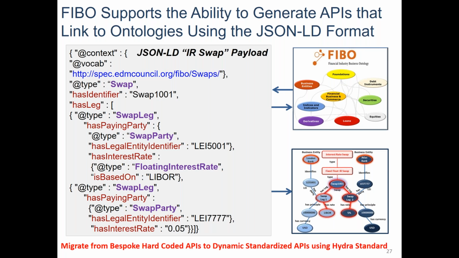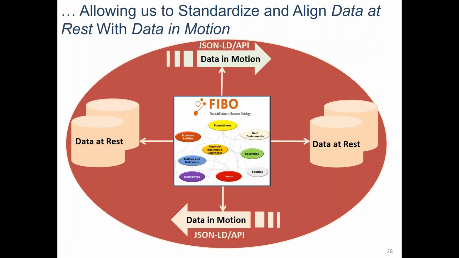This sets the stage for creating APIs. APIs are now very big in finance. We can create APIs based on FIBO, so they now are standardized, and they can leverage certain new emerging capabilities, such as the Hydra standard, to allow highly dynamic APIs to be auto-generated. So with this, it now positions us to have full, complete, total alignment and standardization of data in motion and data at rest across the enterprise, across the financial industry.